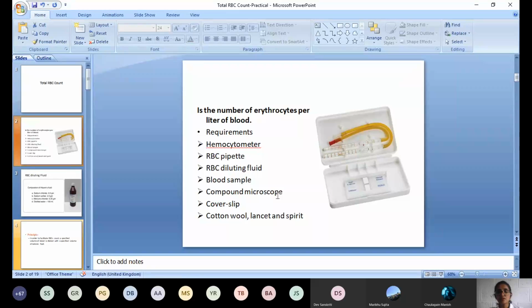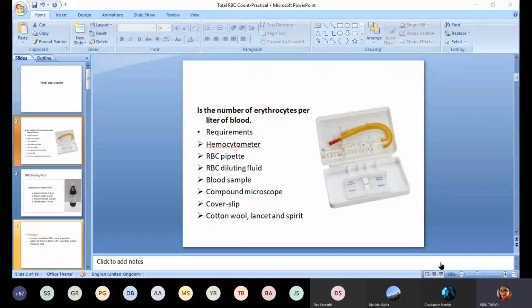So number one, for the collection of the blood sample, we require cotton wool, a lancet, and spirit. And then of course we require a blood sample, and certain instruments: the Neubauer's counting chamber for the counting of the cells, and the WBC pipette and RBC pipette for the withdrawal of the blood for the RBC count or the WBC count. Similarly, the diluting fluids for RBC and WBC are different. So we will see in detail.